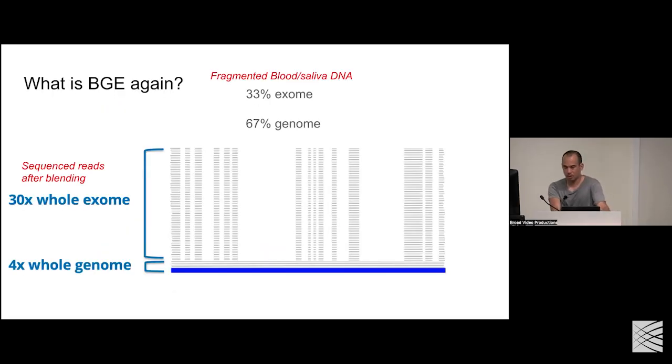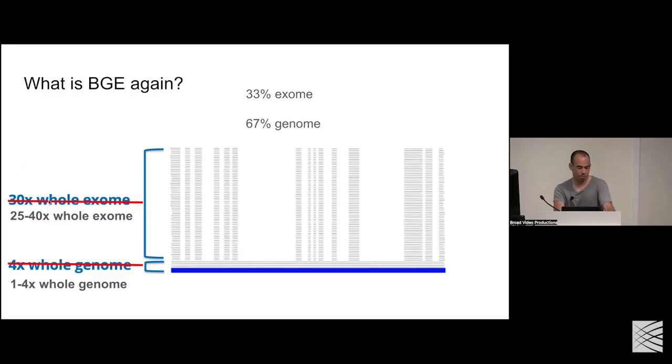And so I'm just going to go back to what is BGE. You've got your fragmented DNA. You've got, as I just said, your 1/3 exome, 2/3 whole genome. You're going to have a lot more reads in the exome, but it's a much smaller portion of the genome. Generally, what I've seen thrown around is roughly 30x whole exome, 4x whole genome. That's not quite right. It's something more spread out. Obviously, there's more variance to this. You get somewhere around 25 to 40x whole exome. This is the research end of things, not that clinical deeper exome. And then something on the order of 1 to 4x whole genome.